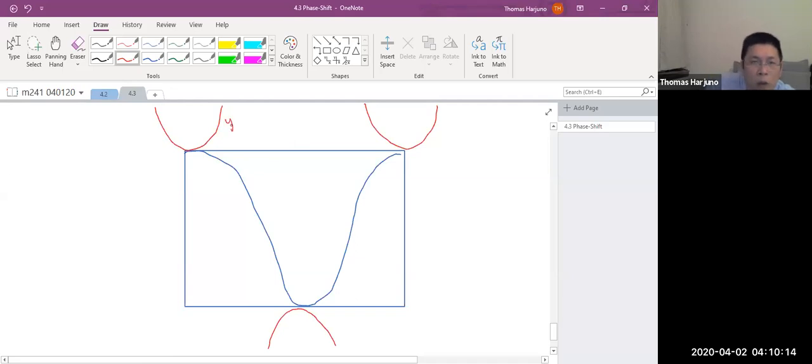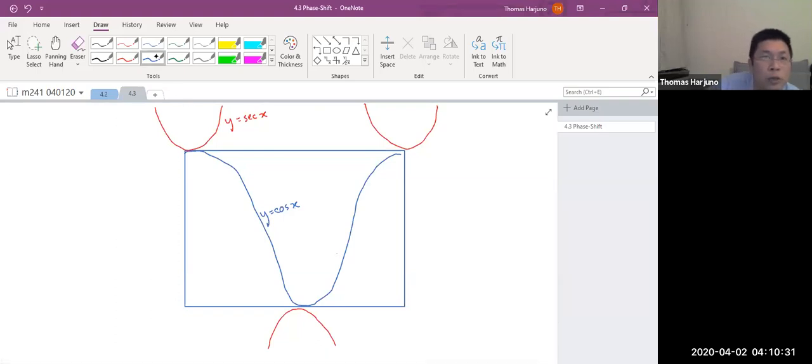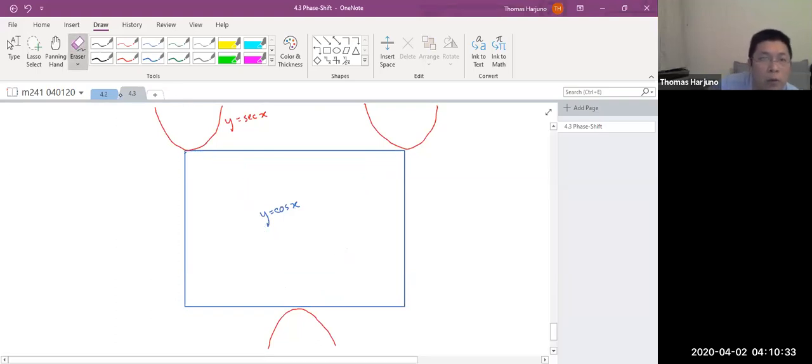Okay, so this is y equals secant, while this one here is y equals cosine. Now, why do I want to do this? Why do I show you this? Because of the following. This is better.